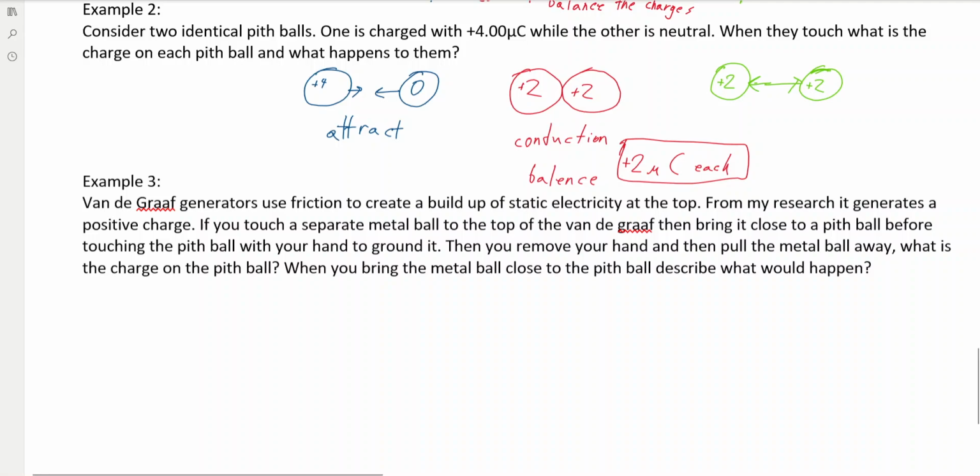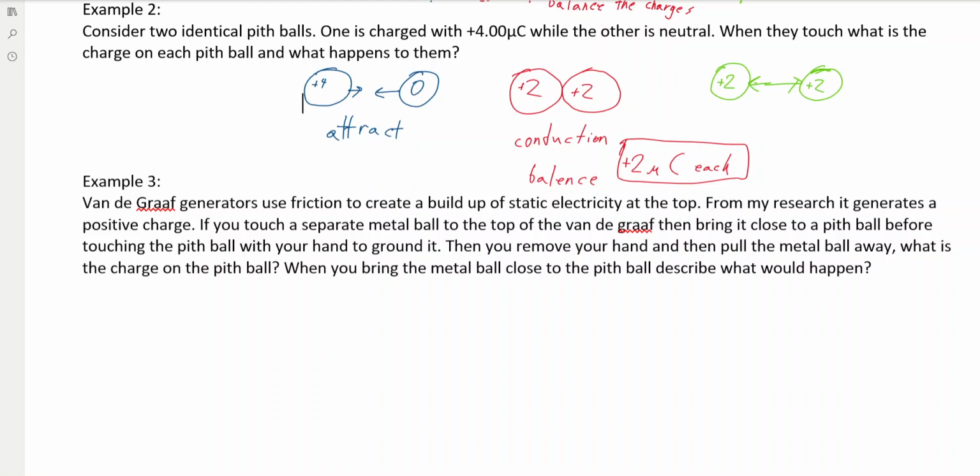Van de Graaff generators use friction to create a buildup of static electricity at the top. From my research, it seems that they generate a positive charge. I suppose you could design one that would do negative, but I think the normal ones do positive charge. If you touch a separate metal ball to the top of the Van de Graaff generator and then bring it close to a pith ball before touching the pith ball with your hand to the ground, then you remove your hand, then you pull away the metal ball, what is the charge on the pith ball?